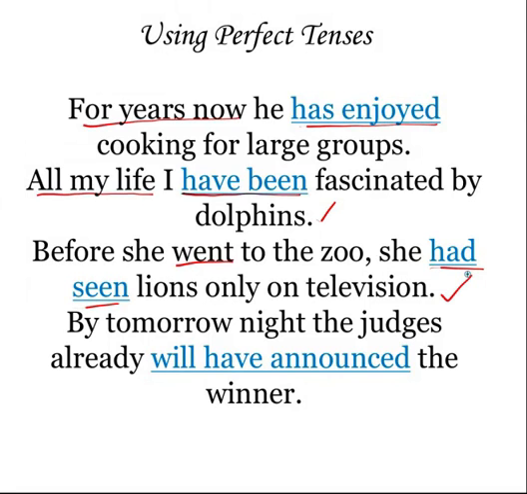By tomorrow night, the judges will have already announced the winner. Again, your clue here was "by tomorrow night." We're talking about an event that will be completed as of a future point, so we use the future perfect, "will have announced."